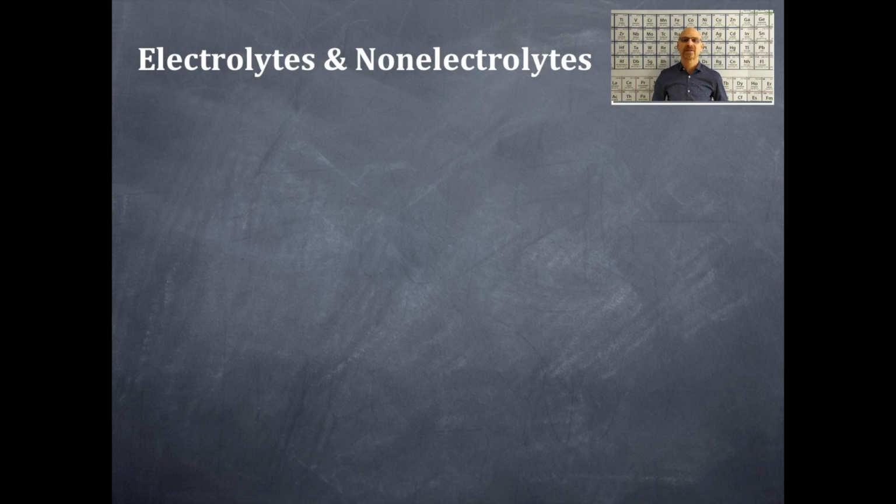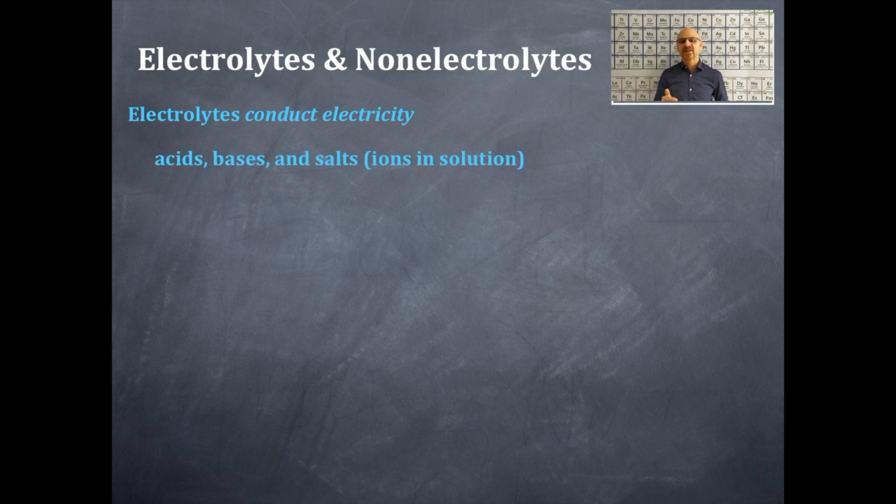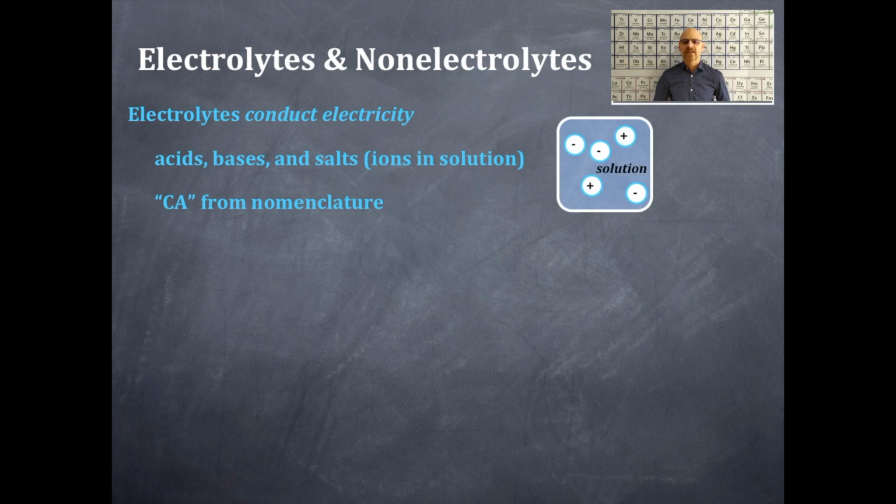So in terms of chemistry, what is an electrolyte? An electrolyte is something that conducts electricity. Acids, bases, and salts are things that form ions in solution, and are all examples of electrolytes. If you remember way back to nomenclature, if I have a cation first and an anion second, all of those cation-anion combinations are electrolytes. They have ions in solution.